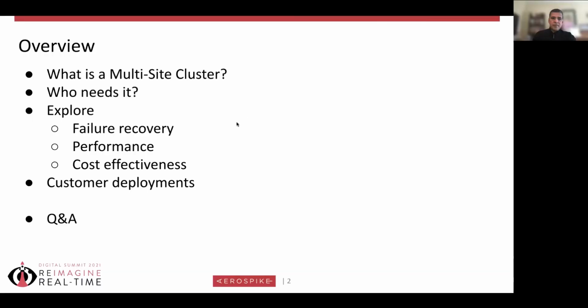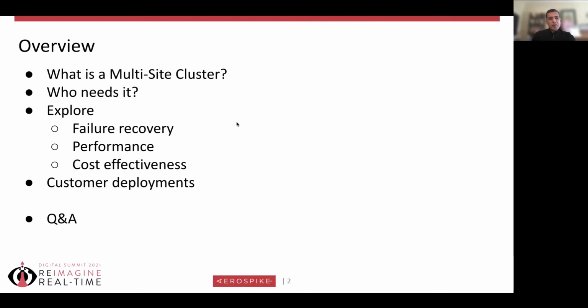Today, we're going to talk about multi-site clusters. So this is the overview of today's session. First, we'll look at what a multi-site cluster is and what it implies. Who needs it, or what application it enables.